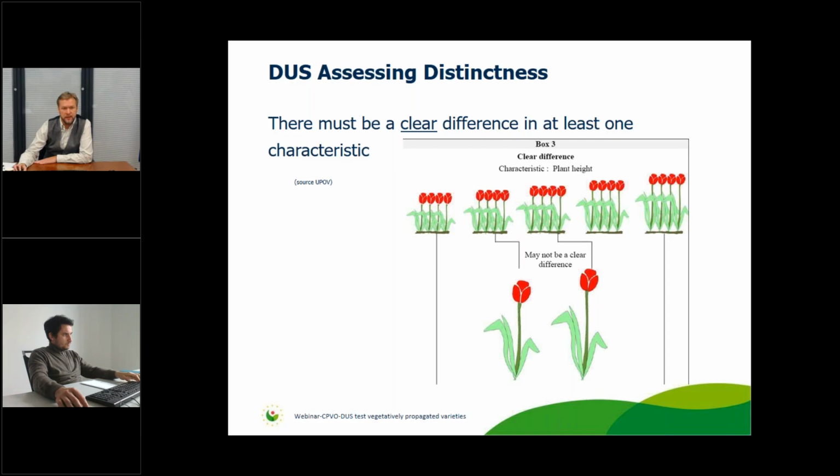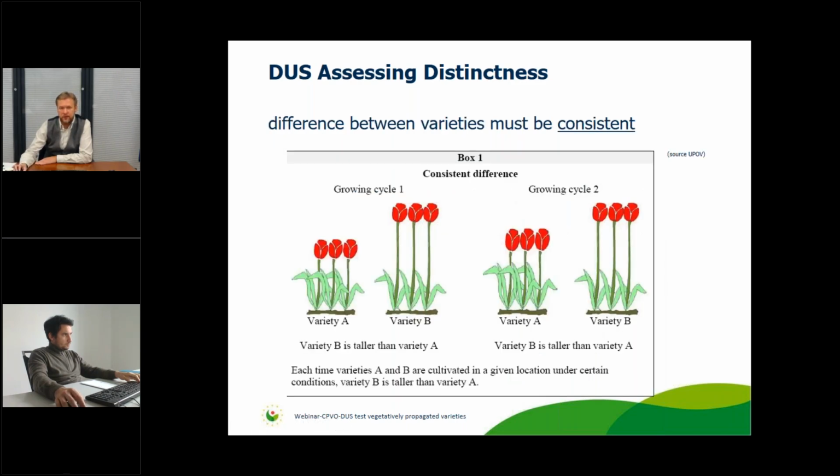The assessment of distinctness requires that there must be a clear difference between varieties. Here we see the example of plant height, with a number of varieties all differing in plant height, but between neighboring varieties, the difference may not be clear. The second condition for assessing distinctness is that the difference must be consistent. Again, with plant height, variety B is in each year they are grown taller than variety A, even though the absolute height of variety A is not the same.